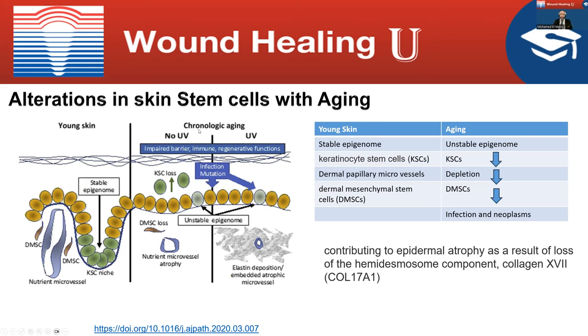As you can see here with chronological aging, you can see unstable epigenome and ultraviolet ray exposure, decreasing the keratinocyte stem cells, with depletion of the dermal mesenchymal stem cells. All those factors and changes will predispose this skin to infection and neoplasms.